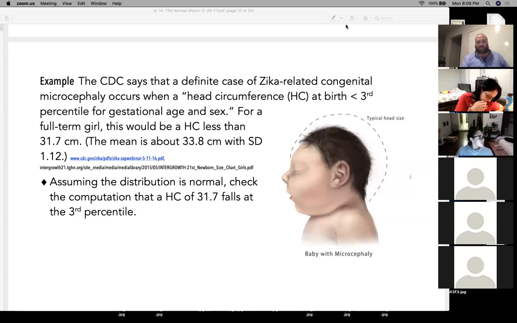So let's compute the z-score. What is the z-score for 31.7? What's the z-score? That's the formula: data point minus the mean, over sigma, the standard deviation. That's the formula for the z-score. Data point minus the mean divided by the standard deviation. So what do we get when we plug into the calculator?